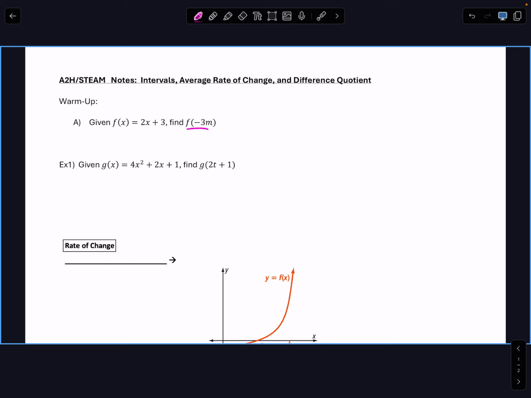They want f of negative 3m. That means wherever you see x in f, you need to replace it with negative 3m. So, by the way, identify what you are doing. Communicate that you are plugging negative 3m into the function f, and then use an equal sign and replace the x with that negative 3m. I want communication to be clear on that.